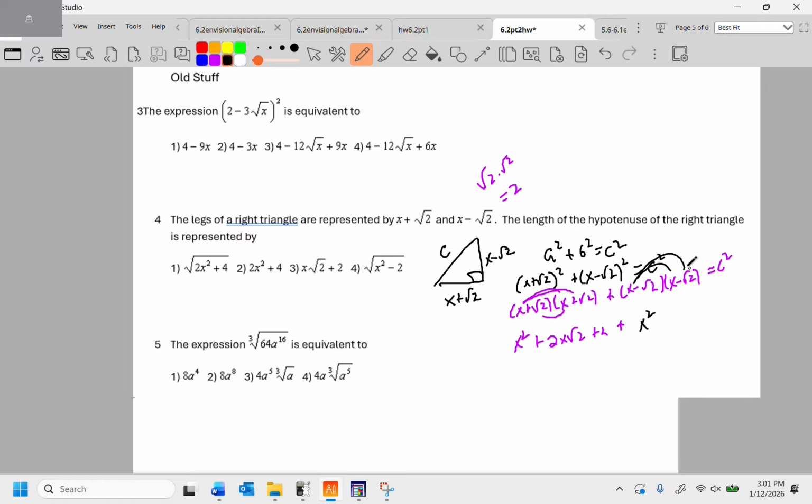You're going to have your x squared, you're going to have minus x root 2 minus another one. It's minus 2x root 2. And then negative root 2 times negative root 2 is a positive 2, because a negative times a negative is a positive. And that is c squared. So gone and gone. And I'm left with x squared plus 4 is c squared.